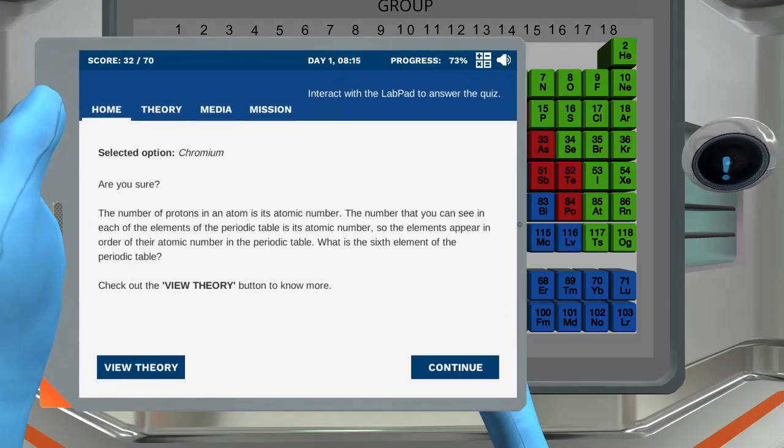Are you sure? The number of protons in an atom is its atomic number. The number that you can see in each of the elements of the periodic table is its atomic number, so the elements appear in order of their atomic number in the periodic table. What is the sixth element of the periodic table? Check out the View Theory button to know more.